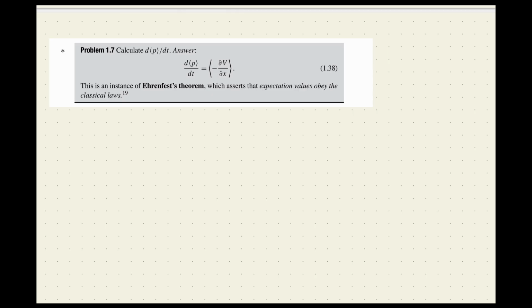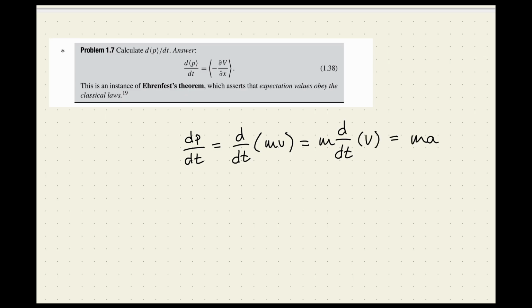And then they give us a little comment here. This is an instance of Ehrenfest's theorem, which asserts that expectation values obey the classical laws. So in classical mechanics, we have the derivative of momentum, which can be expanded into the derivative of mass times velocity. And here, mass can be pulled out of the time derivative. And the derivative of velocity is acceleration, which gives Newton's second law, F equals ma.